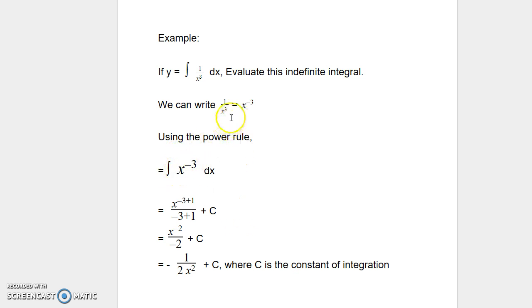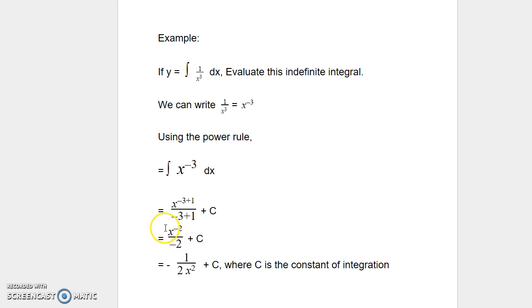Using the power rule, we can write the given example, the integral of 1 over x cubed, as the integral of x to the power of -3 dx. Now when we perform the integration using the power rule, we get x to the power of -3 plus 1, the whole thing divided by -3 plus 1, plus c. When we simplify this, -3 plus 1 is -2, so it's x to the power of -2, the whole thing divided by -2, plus c.